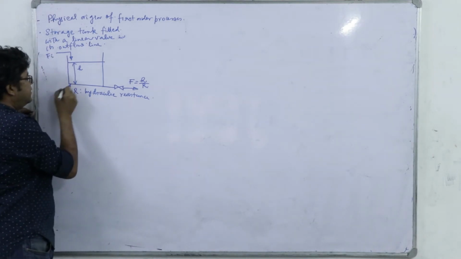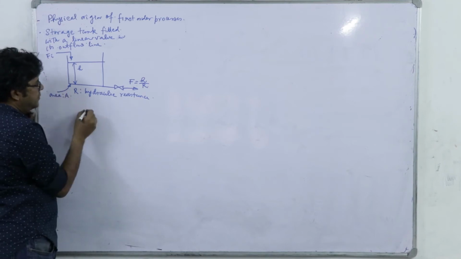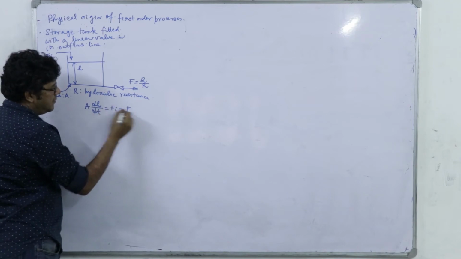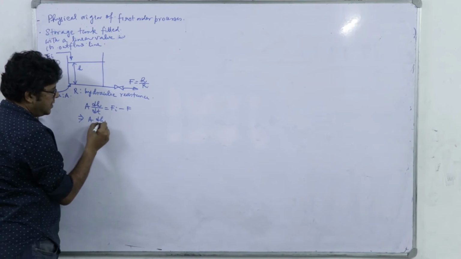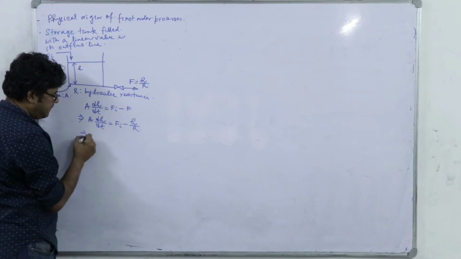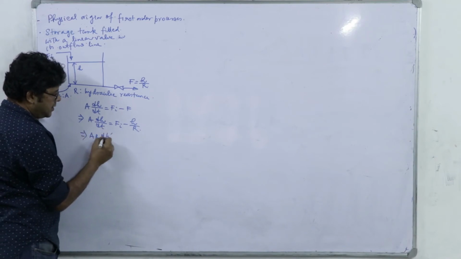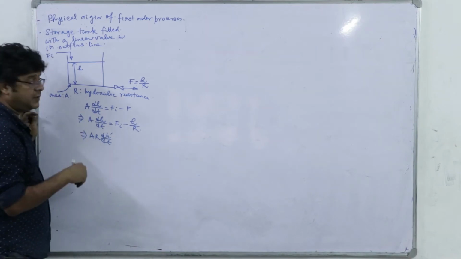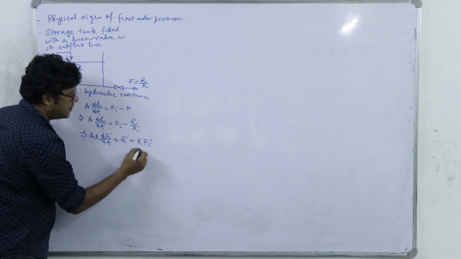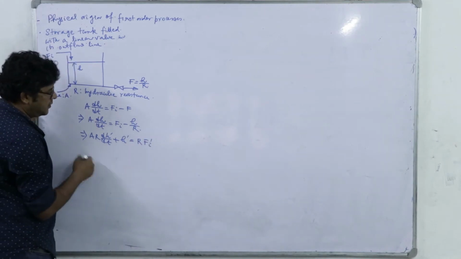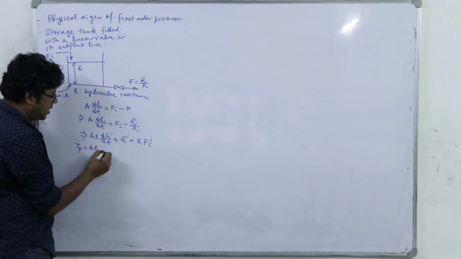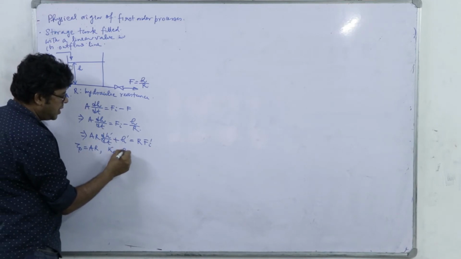Area of the tank is A. So A dH/dt equals Fi minus F, so A dH/dt equals Fi minus H/R, or AR dH'/dt, directly we can write it in terms of deviation variables, plus H' is equal to R times Fi'. So you can understand from the structure that this will exhibit a first order response, where tau p is equal to A times R and Kp is equal to R.